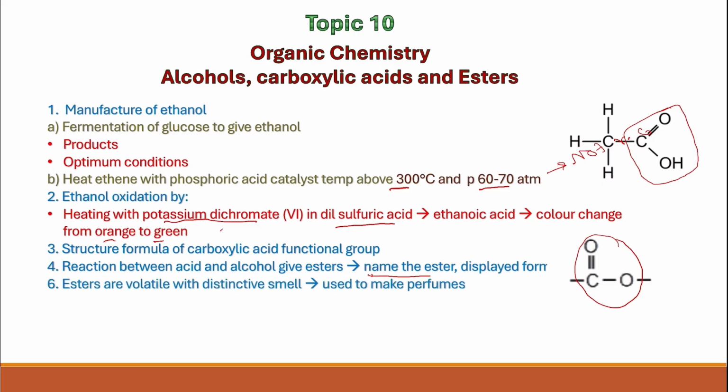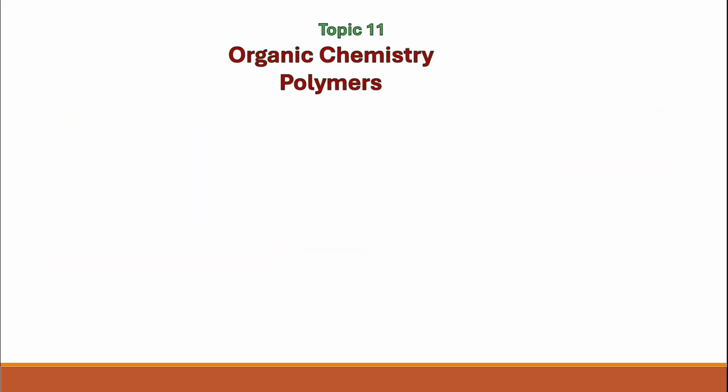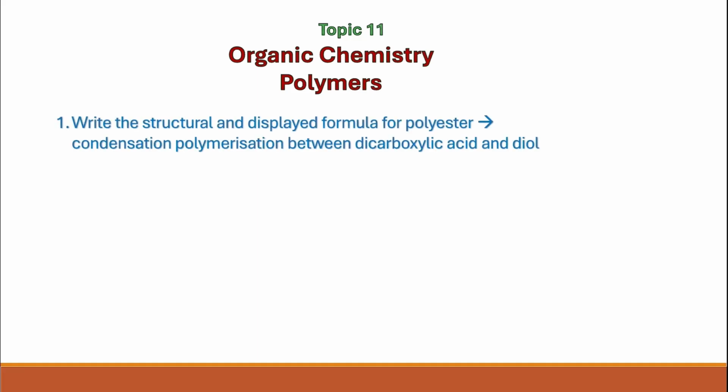Remember the uses of esters. Esters are volatile with distinctive smells, so they are used to make perfumes. For polymers, condensation polymers are the only type of polymers that come in paper two. It's not very common. I wouldn't be surprised if there was nothing about polymers in your exams. But the type of questions that come with the condensation polymers are typical.